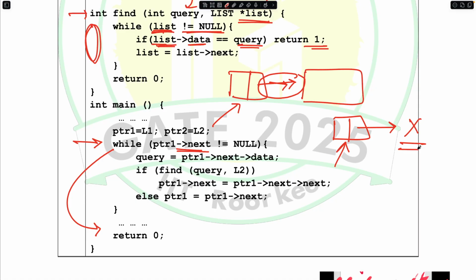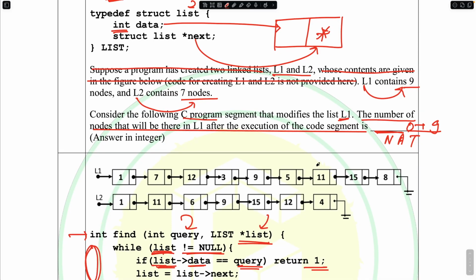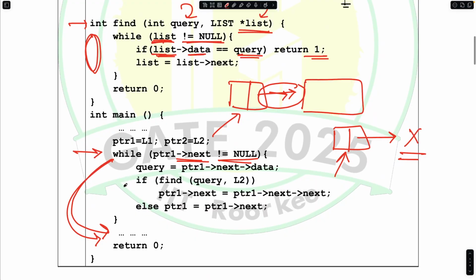The not equals to null condition is not going to be met, and hence control is going to drop without analyzing anything. This is something that you must keep in your mind when you observe that the next node is being considered. Very clear, very obvious. Right over here in L1, there are nodes present after the first node, so this is not going to break like that.